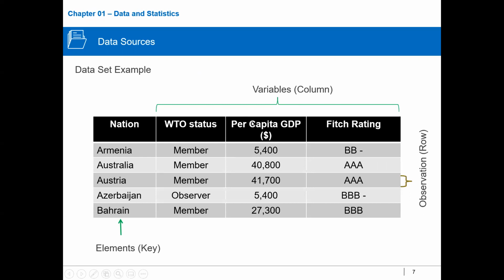These are your columns. Again, look at this. It says, hey, this is like Excel. Okay. Again, elements are key. We have a key field. And then we have observations. We have 5 in this example. Those are our rows and our variables are our columns.